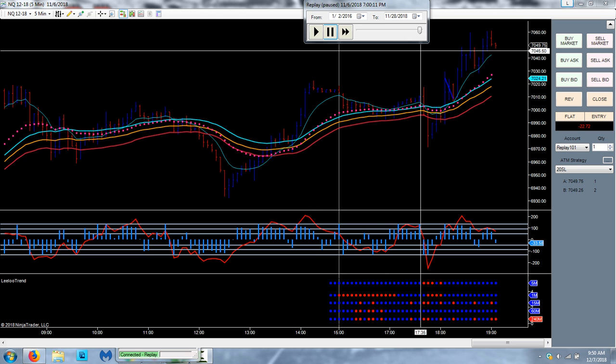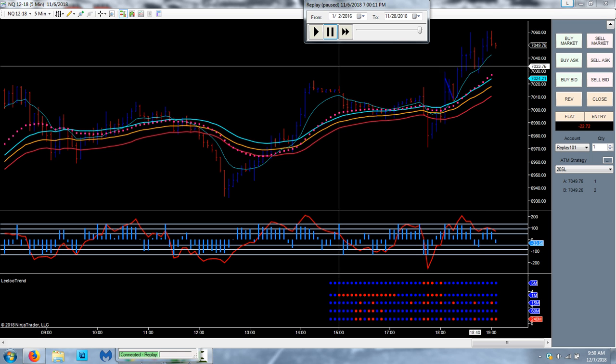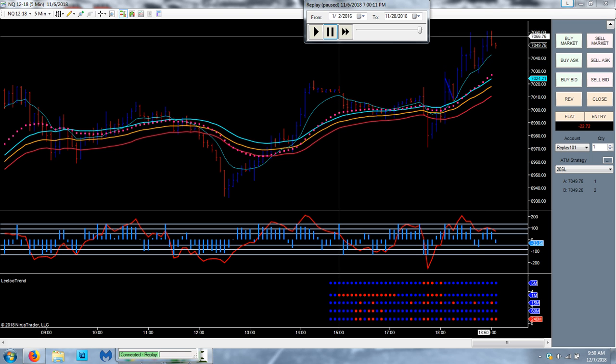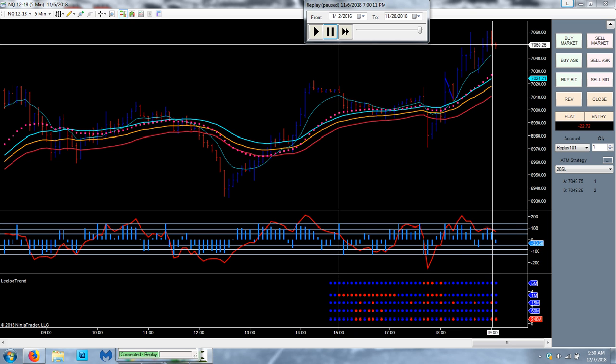Okay, we've already discussed this, but I wanted to quickly discuss it with the record on. So this one did work. We did have a nice push. I got out because the 1 minute at the time was vacillating back and forth, and after as many times as I've traded this setup, I just know it's better to get out. So now we're waiting for another pullback.